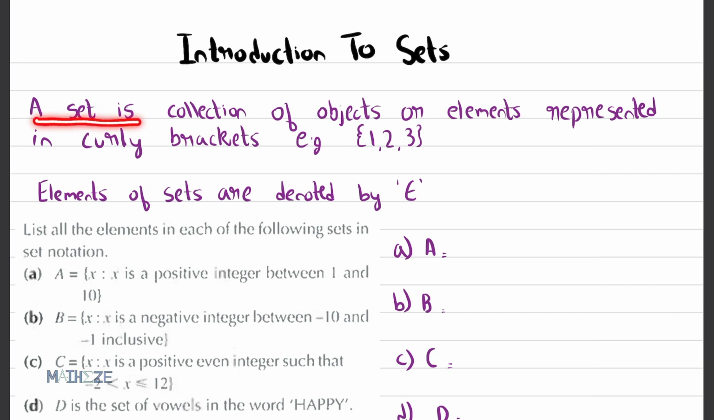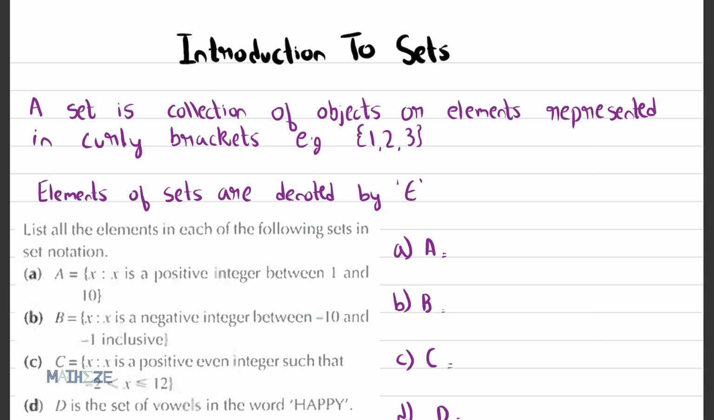A set is a collection of objects or elements represented in curly brackets. डेटा को कर्ली ब्रैकेट्स में रिप्रेजेंट करने को हम क्या कहते हैं गाइस? सेट्स. To represent data in a curly bracket is called sets. अच्छा जी, जो elements of sets होते हैं 1, 2 and 3, they are denoted by this sign. Elements किससे denote होते हैं बच्चे? This sign. So let's begin with one exercise.